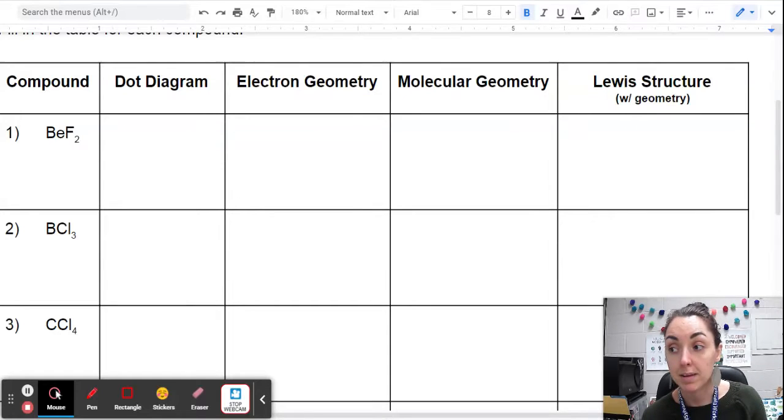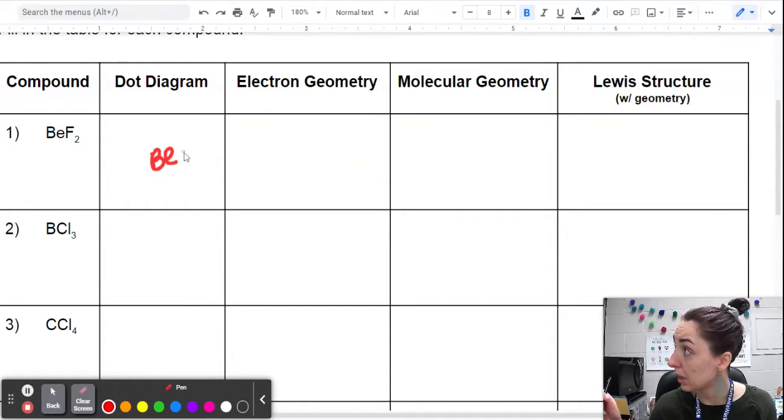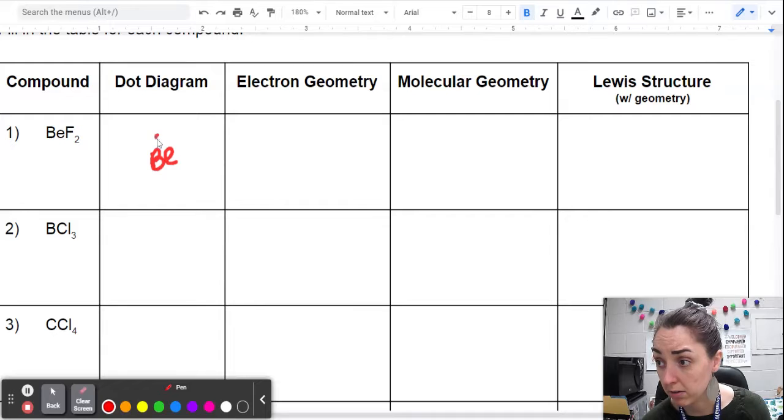So we're going to go through the step-by-step process of drawing a Lewis structure for a molecule with the correct molecular geometry. So we're going to start by drawing a dot diagram. You remember how to draw your Lewis dot diagrams for individual atoms. I'm going to go find my number of valence electrons. So if I find beryllium, I see that beryllium has 2 valence electrons. It's in group 2. So I draw 1, 2.